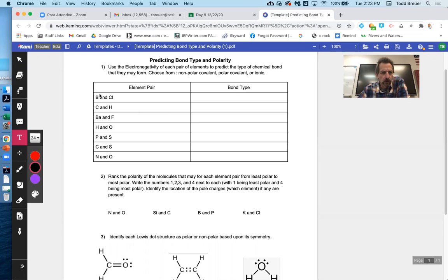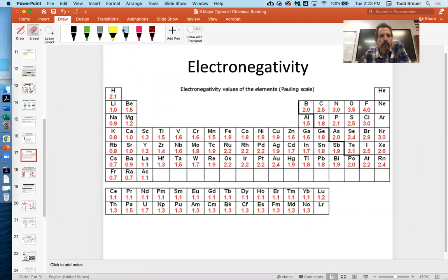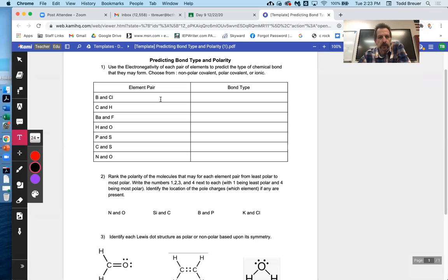So what we see is a listing of pairs of elements. We're to use the electronegativity values of each of these pairs of elements to determine what type of bond might be present. So let's get started with boron and chlorine. If we're looking at the elements boron and chlorine, we're looking for boron on the periodic table, electronegativity 2, chlorine electronegativity 3. The difference between them allows us to make a prediction.